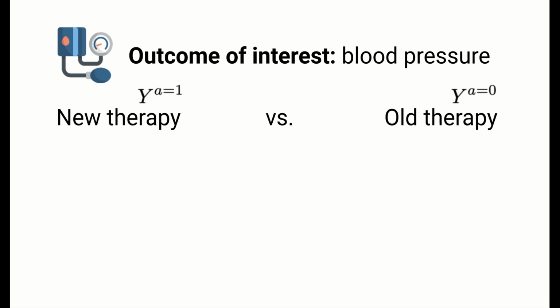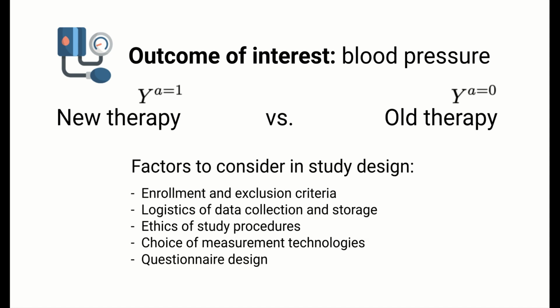Suppose that we're interested in understanding the causal effect of a new therapy for blood pressure as compared to an old therapy. In designing a study, there are a huge number of factors that are important to consider. These include enrollment and exclusion criteria, logistics of data collection and storage, ethics of study procedures, choice of measurement technologies, questionnaire design, just to name a few. While all of these are essential to think about in practical settings, we'll focus here on one aspect that is fundamentally important for causal inference, and that factor is treatment assignment.